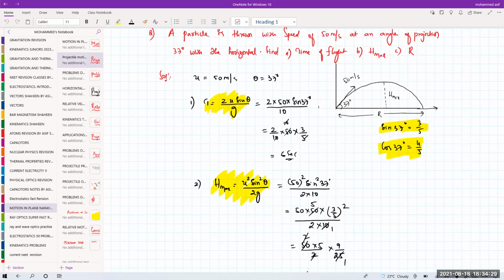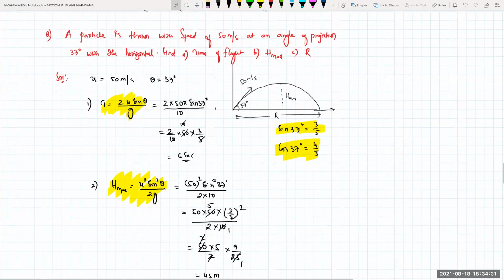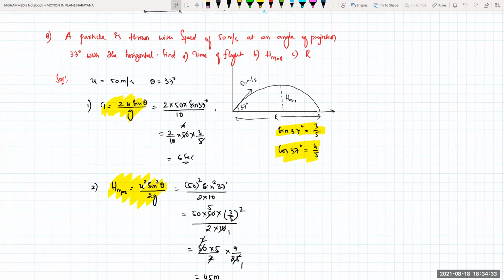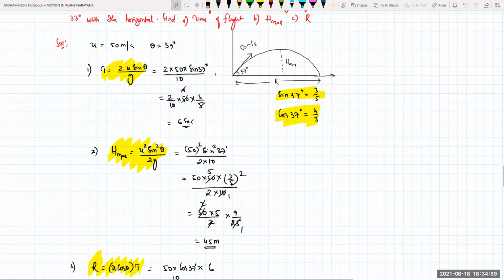See this question better, right now from this one. A particle is being thrown with a speed of 50 meters per second at an angle of projection 37 degrees with the horizontal. Find the time of flight, maximum height and range. Initial velocity is 50, theta is 37. So the time of flight formula is T equals 2u sin theta by g. You know all the values, 37 and 53. Then in the same way, H max is u squared sin squared theta by 2g, a direct formula.